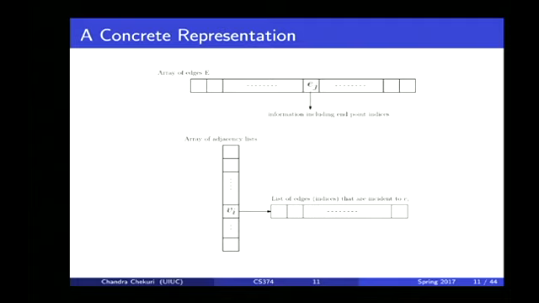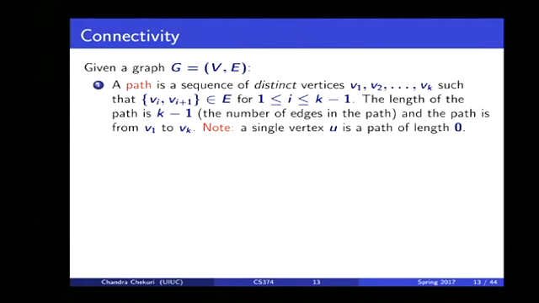Okay, so connectivity in an undirected graph, what is the connectivity? I is connected to j means what? There is a path from i to j. So that's what connectivity means. You know what a path is, right? A path is a sequence of vertices such that every two consecutive ones are connected by an edge. When I say a path, it does not mean a walk.